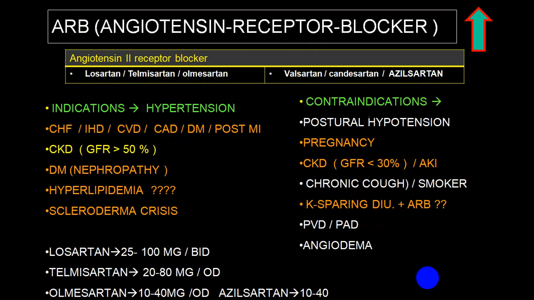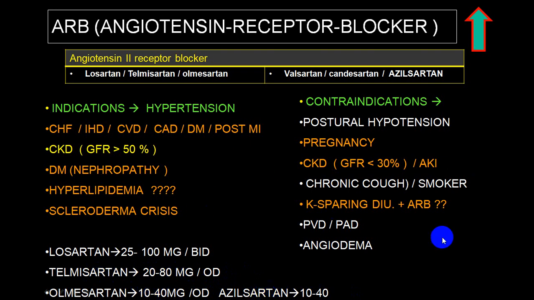ARB, same thing. Only I am talking regarding the drugs. There are losartan, telmisartan, olmesartan, and azilsartan. Losartan 25 to 100 mg, short acting, so you have to give BID doses. Telmisartan is 20 to 80 mg OD dose. Olmesartan 10 to 40 mg because this is 2 times more powerful than telmisartan. Azilsartan is also 2 times more powerful than telmisartan. So, they are also OD doses, but they are half the dose of telmisartan.